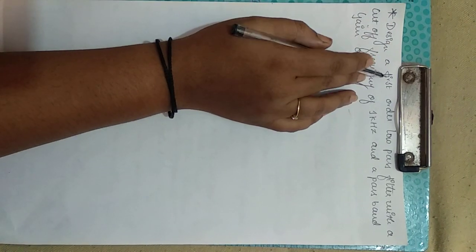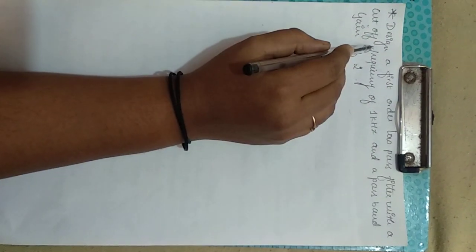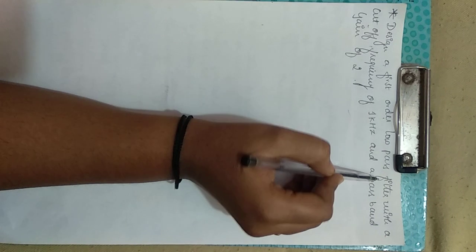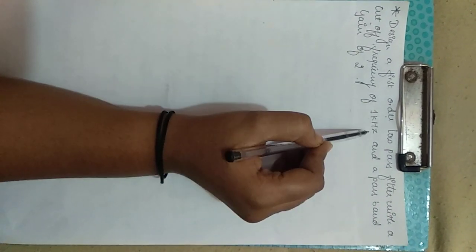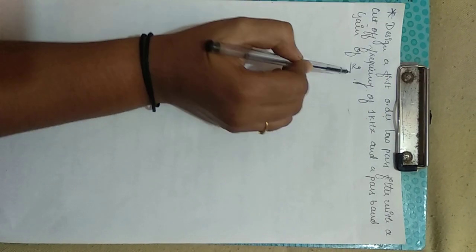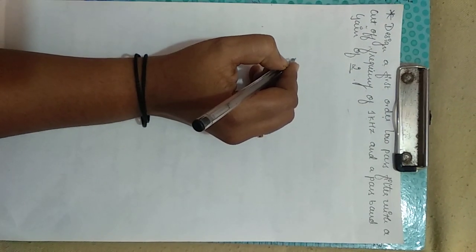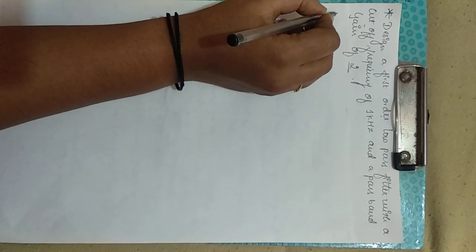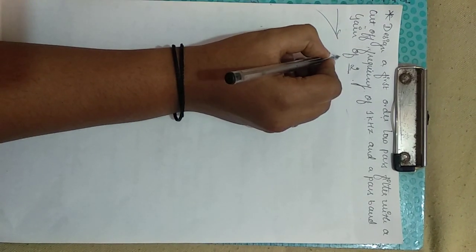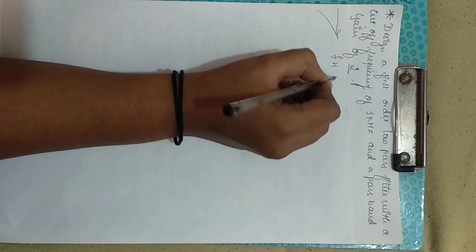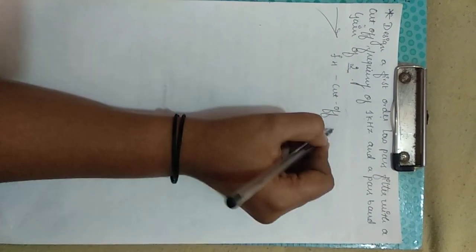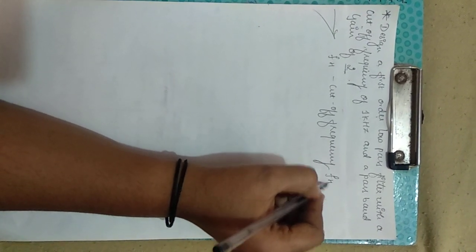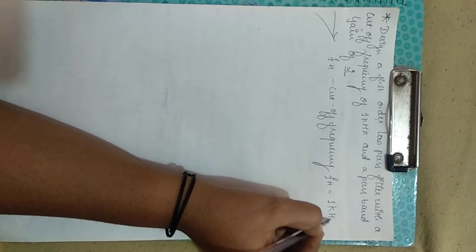So we'll start with today's problem. The problem statement is: design a first order low pass filter with a cutoff frequency of 1 kilohertz and a pass band gain of 2. So we have to design a first order low pass filter. For that, the data we have is FH, which is the cutoff frequency. That is, FH is equal to 1 kilohertz.